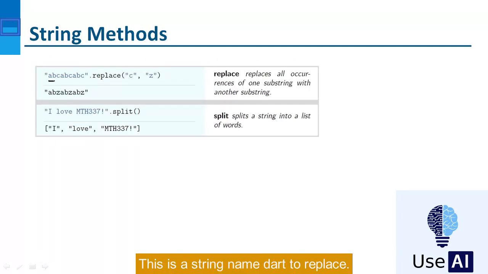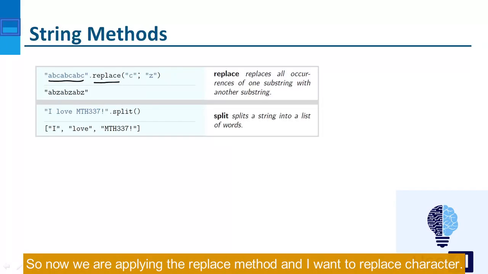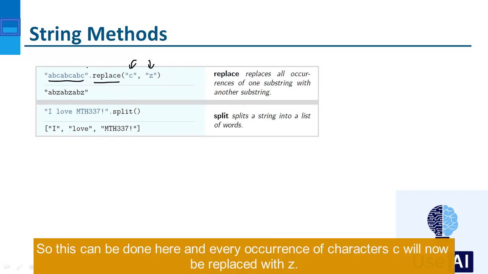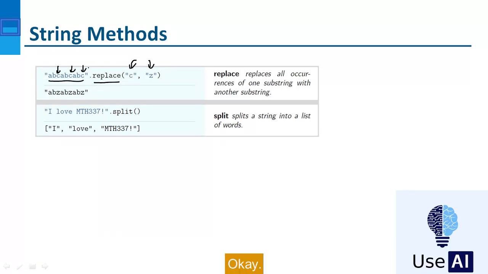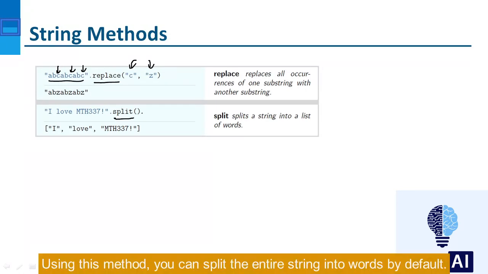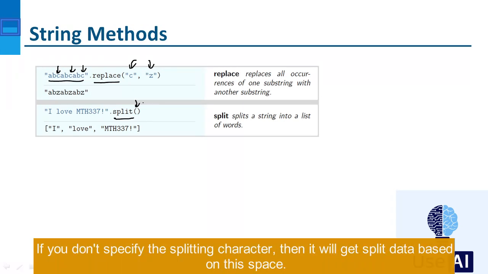And next, this is string name dot replace. Now we are applying the replace method, and I want to replace character C with character Z. So this can be done here, and every occurrence of character C will now be replaced with Z. This is about the replace method. And next, coming to the split method. Using this split method, you can split the entire string into words. By default, if you don't specify the splitting character, then it will get split based on the space.